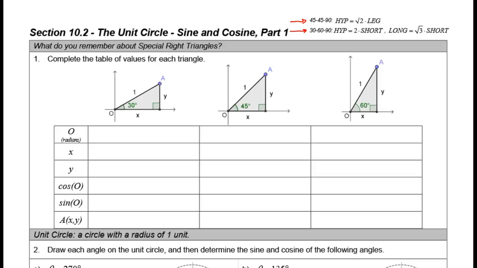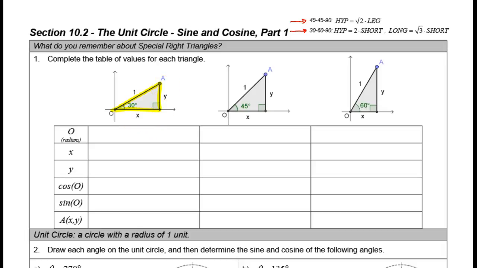So I think what I'm going to do here is first look at this example one. It says complete the table of values for each triangle. I'll go slowly through the first example and then quicker through the other two. So what I have here in this first example is a 30-60-90 right triangle. I have the origin down here labeled as point O, so that angle O is 30 degrees. I have a point A labeled up here in the upper right hand side of the triangle. I have a horizontal distance of x and a vertical distance of y.